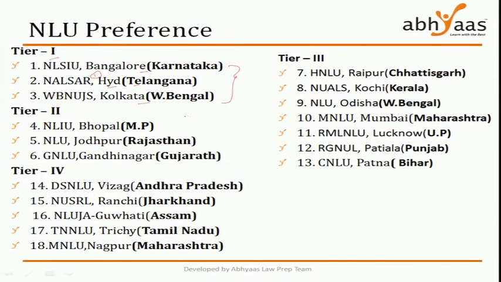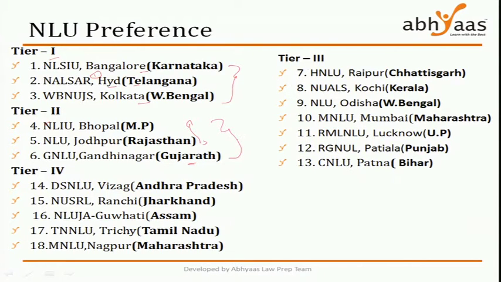Next we will come to Tier 2 colleges, that is NLU Bhopal, NLU Jodhpur and then NLU Gandhinagar. Bhopal and Jodhpur are more or less on the same line. You can either put Bhopal on 4th and Jodhpur on 5th, or Bhopal on 5th and Jodhpur on 4th. It doesn't really matter, but we recommend you to go for Bhopal as 4 and Jodhpur as 5. Then Gandhinagar as 6.